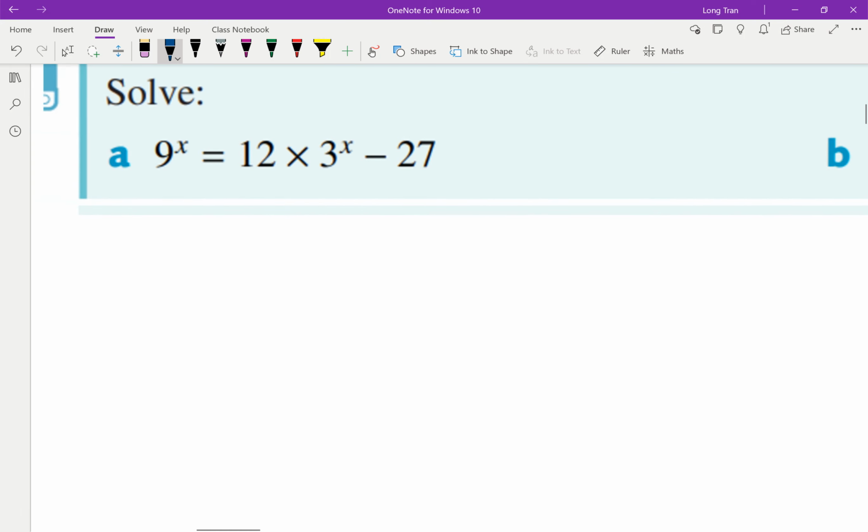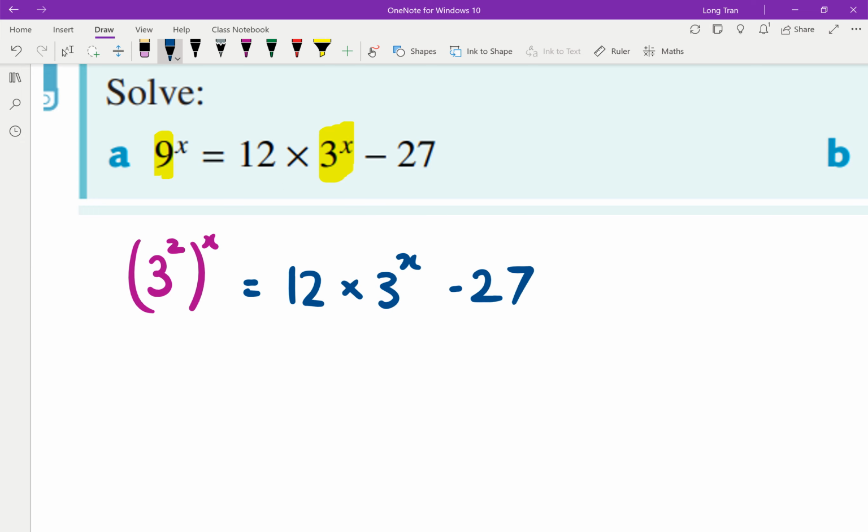To do this problem, the x is an exponential, so here I've got 3 to the power of x. Notice this is a different base. I'm going to change that 9 into 3 squared, which is all to the power of x. And this is now equal to 12 times 3 to the power of x minus 27. What's interesting here is you need to also understand that when you multiply these two powers, 2 times x, it would be 3 to the power of 2x, right?